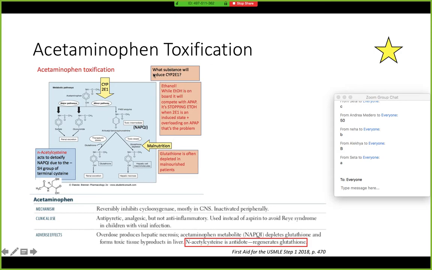But the thing I think she focused on was the fact that if basically you're drinking and taking a lot of Tylenol, the alcohol is going to compete with acetaminophen. So if you stop drinking, the CYP2E1 remains induced and you're shifted towards this minor pathway, which leads to this right here, this NAPQI, which is a toxic metabolite, and it leads you down this pathway to liver damage.